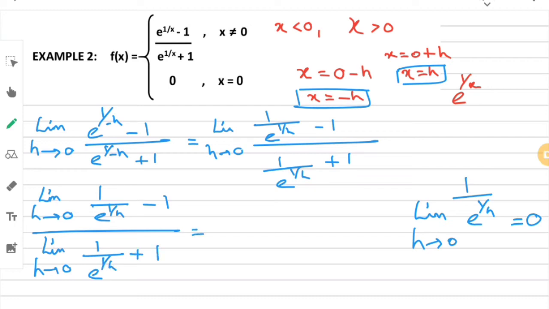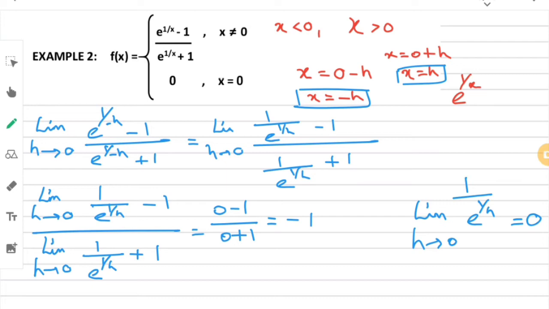Now if I place the value over here, it will become 0 minus 1 divided by 0 plus 1. Then you will get the answer as what? Minus 1. So the left hand limit value is minus 1.